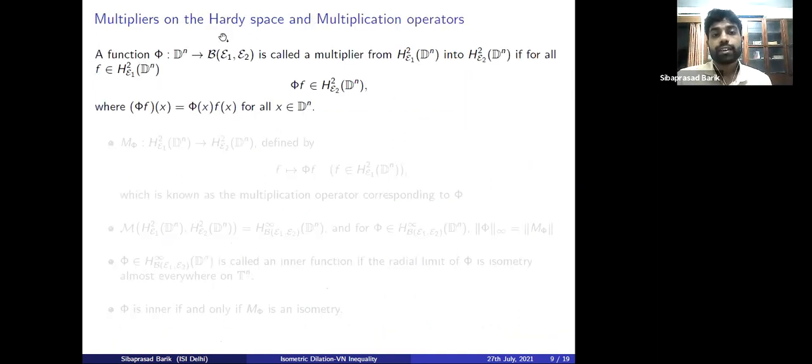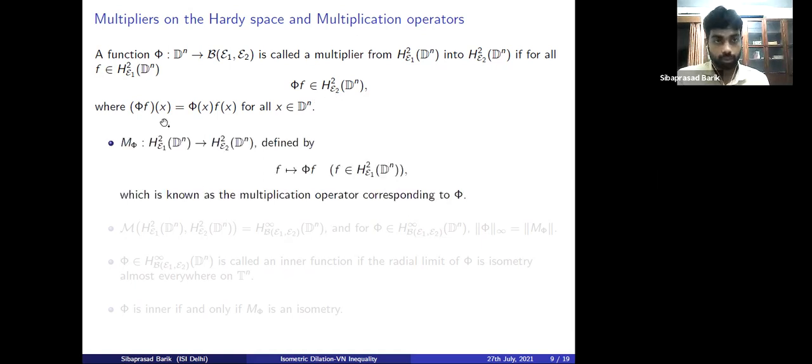Now multipliers and the multiplication operator are defined in a similar way as in one dimension. Here is the definition of a multiplier. A function phi on the unit polydisc is called a multiplier from the Hardy space H2(E1, D^n) into H2(E2, D^n) if phi f lies in the Hardy space H2(E2, D^n) for every f in H2(E1, D^n). And with respect to a multiplier, one can define the multiplication operator in a similar way, and one can talk about their norm equality. That means the sup norm of the multiplier is equal to the operator norm of the multiplication operator M_phi.